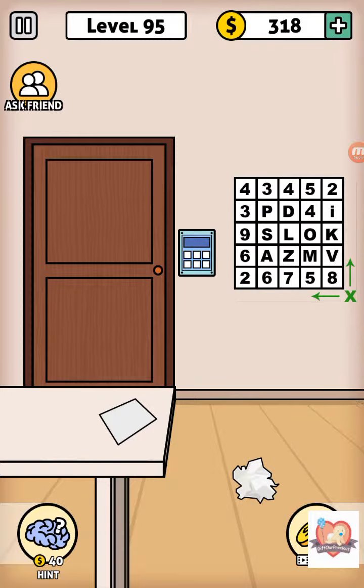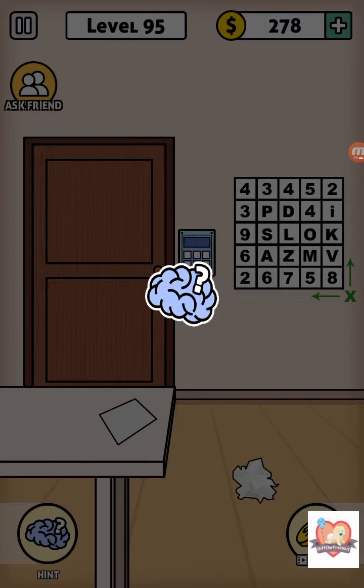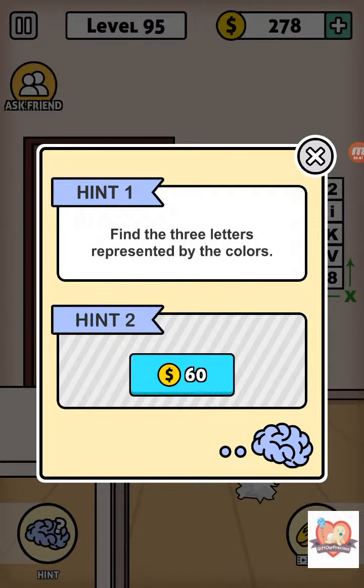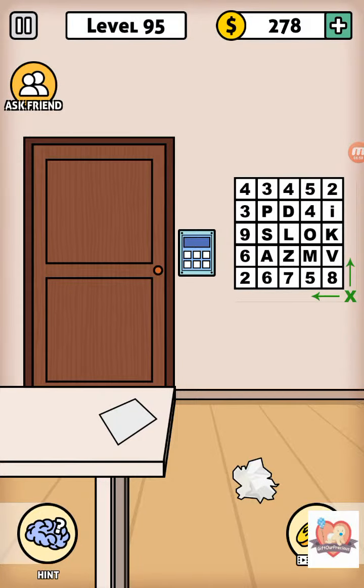Okay, let's see the clue. A L I. I think we need a clue. Yeah, let's have a clue. Find the three letters represented by the colors. Yeah, we found it already. Ali, what? Oh, it's a wasted hint.